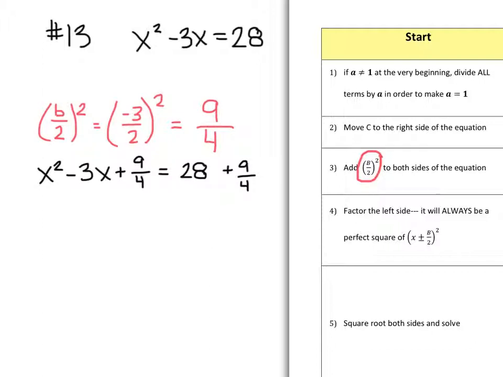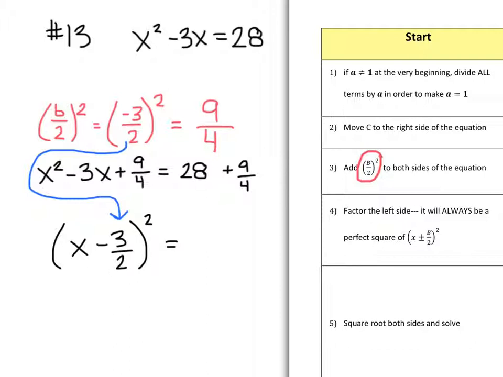Okay. So that was step 3. Step 4, factor the left side. It will always be a perfect square of x plus whatever b over 2 was, all squared. So we have our parentheses, and we're going to have squared. X goes first, and then b over 2. What was b over 2? Not b over 2 squared, but just b over 2. -3 over 2. So we have x minus 3 over 2, all squared.